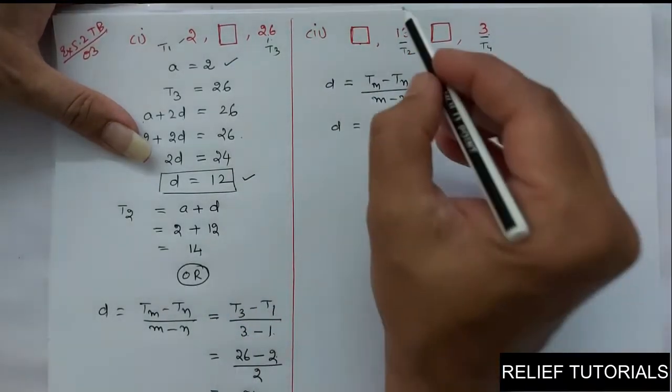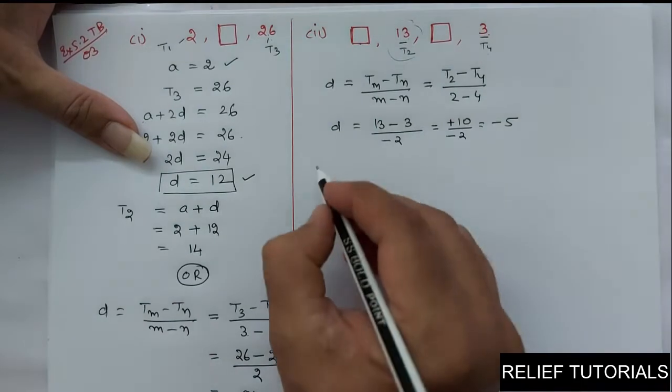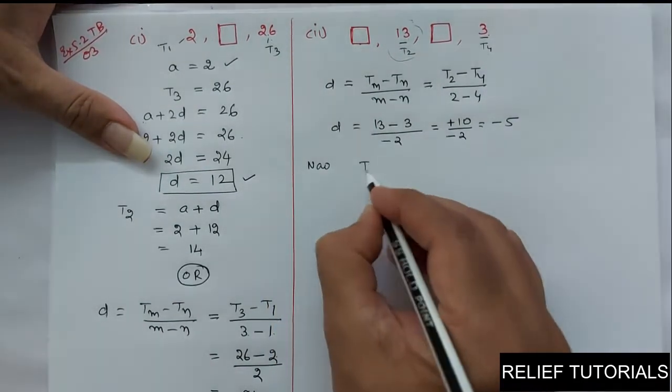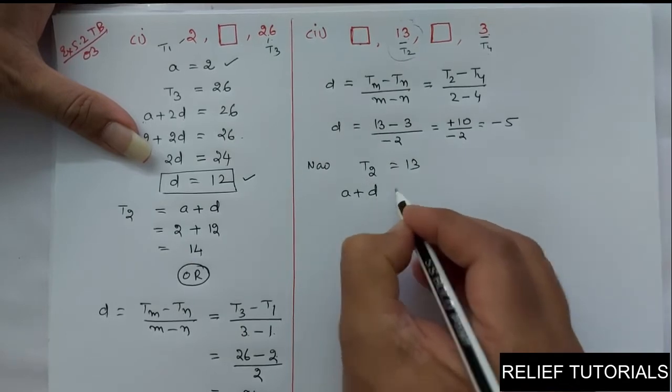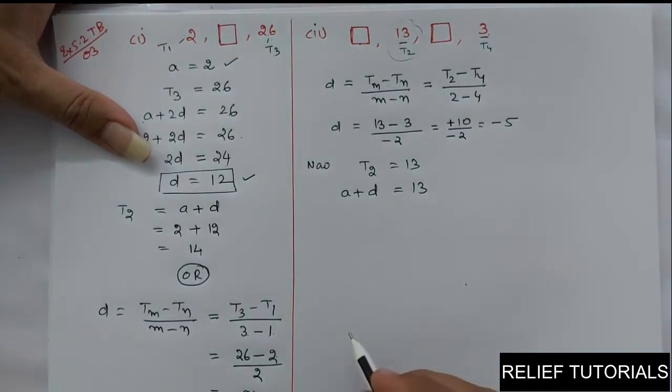Now you don't have A, but you have T2 equal to 13. So T2 is equal to 13. T2 means A plus 1D, so A plus D is equal to 13. So what is A?